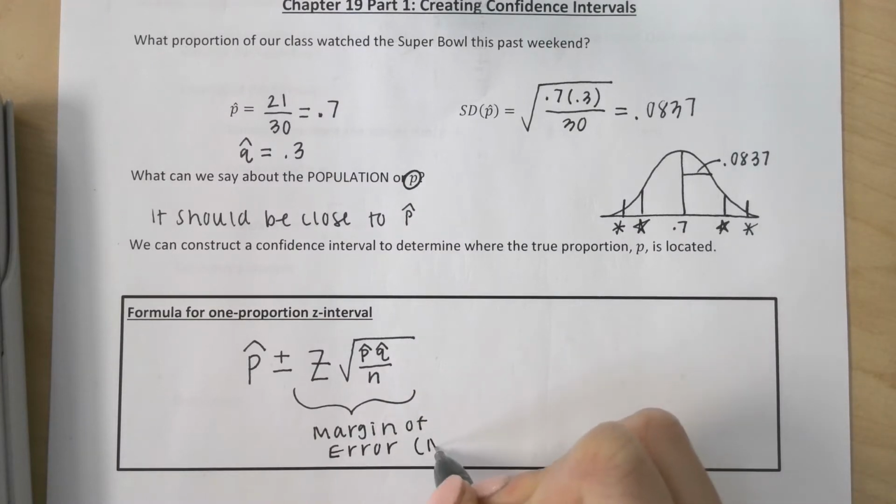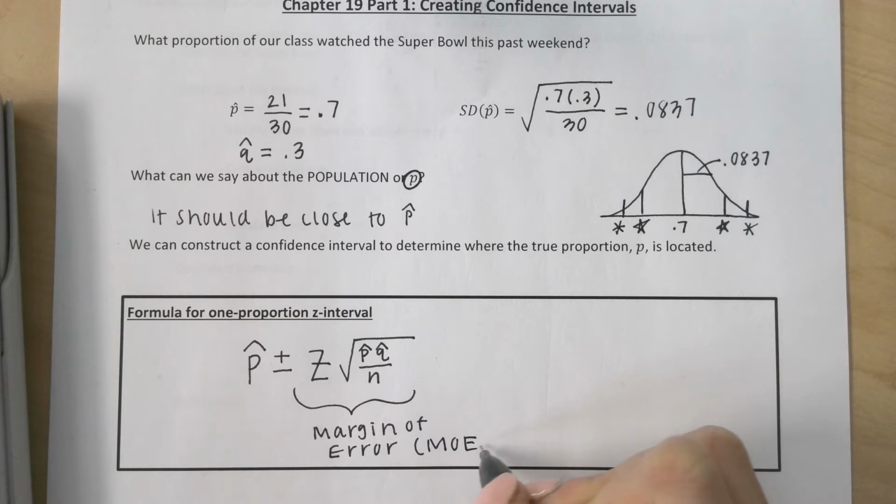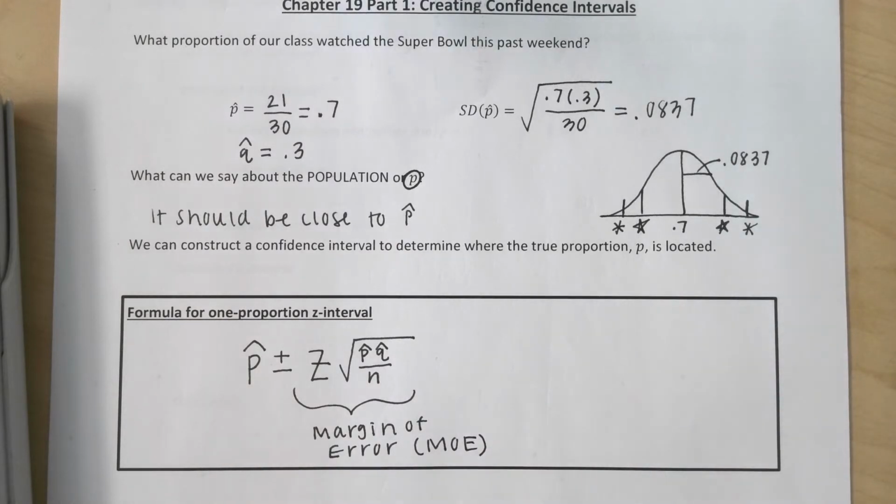Sometimes we abbreviate that as MO. Love that abbreviation because my cat's name is Momo. I named her after margin of error. No, I didn't, but her nickname is Momo, so I love talking about margin of error.